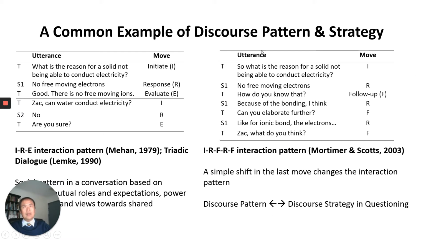If you look at this transcript over here, you can see that the first two utterances and the moves are exactly the same. In the first move, the teacher asks, what is the reason for a solid not being able to conduct electricity? And then the students reply, no free moving electrons. But in the third move, if you compare with the earlier, instead of just evaluating right or wrong, the teacher did a follow-up with that response.